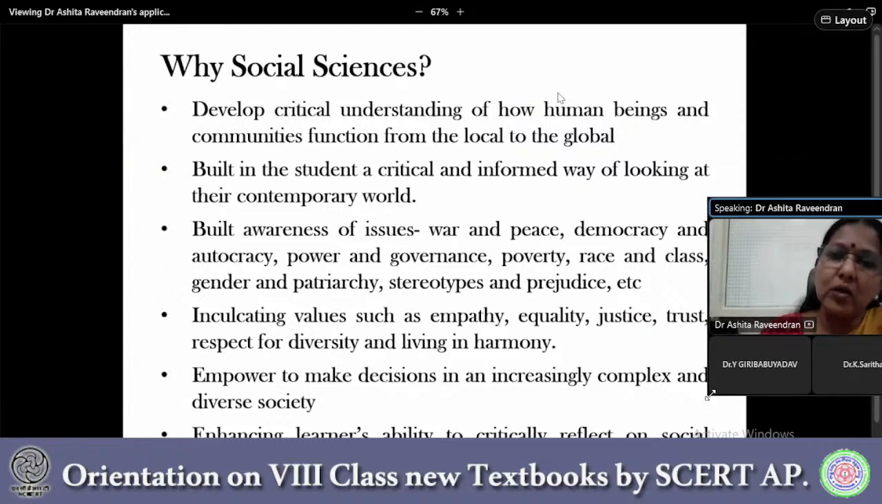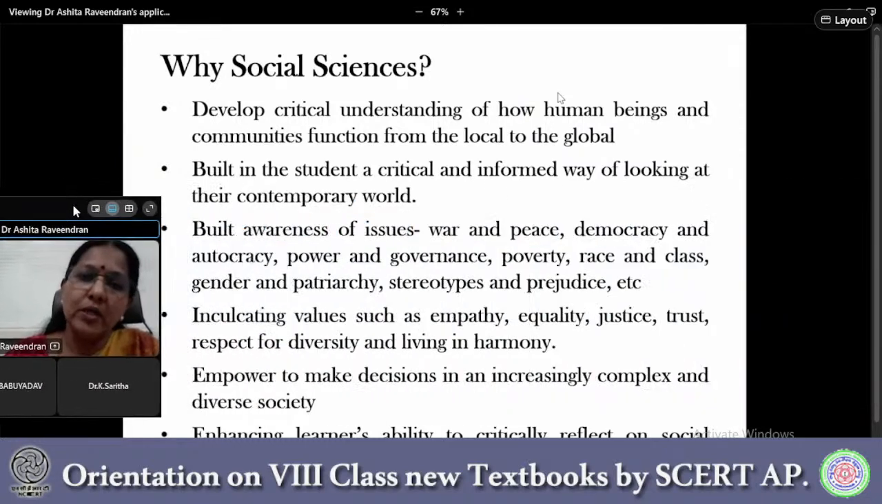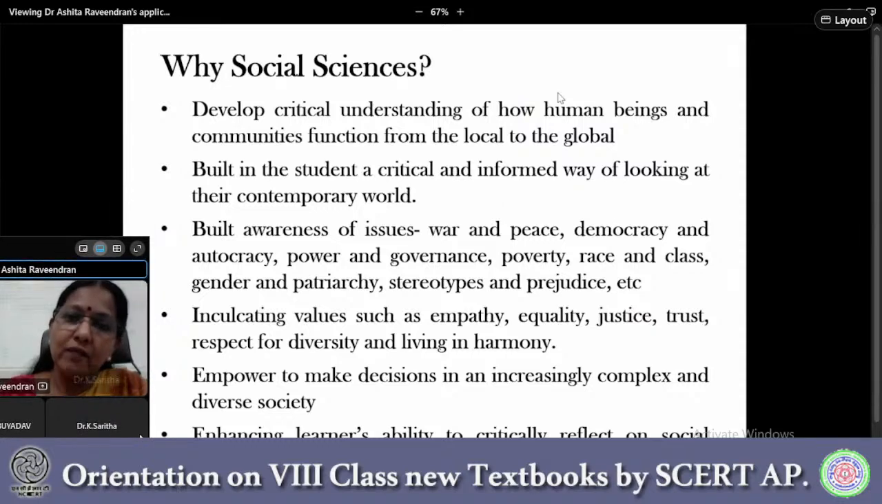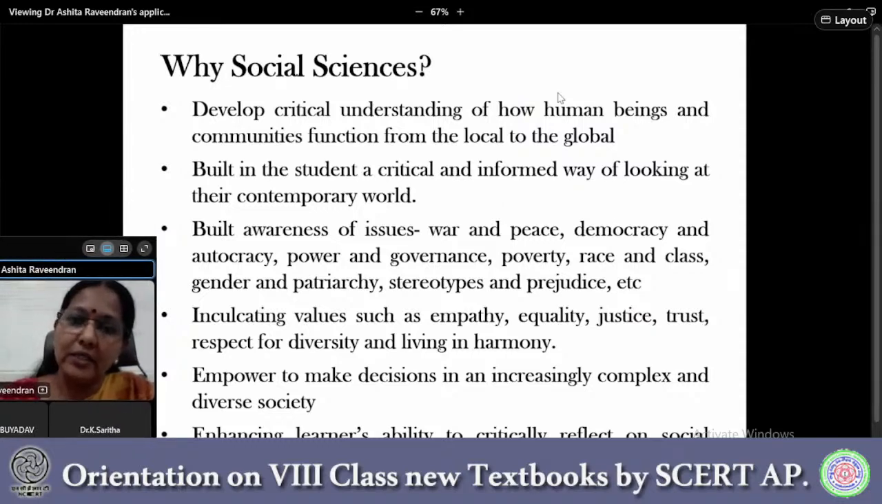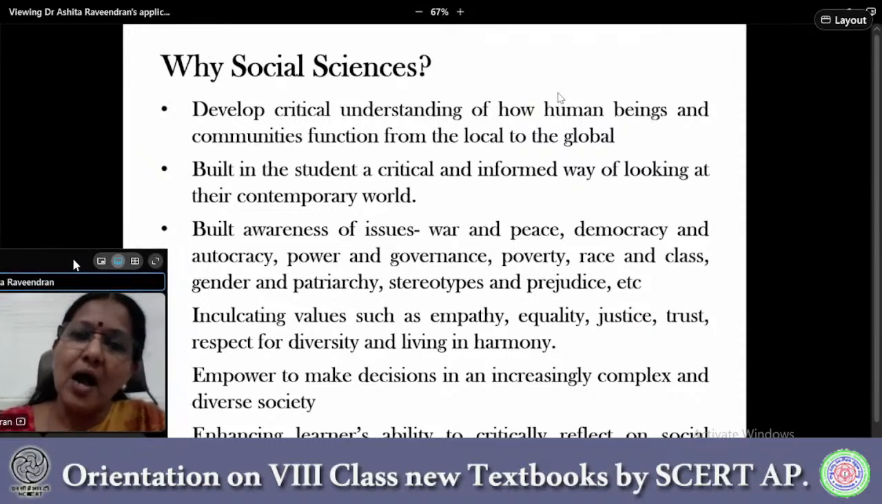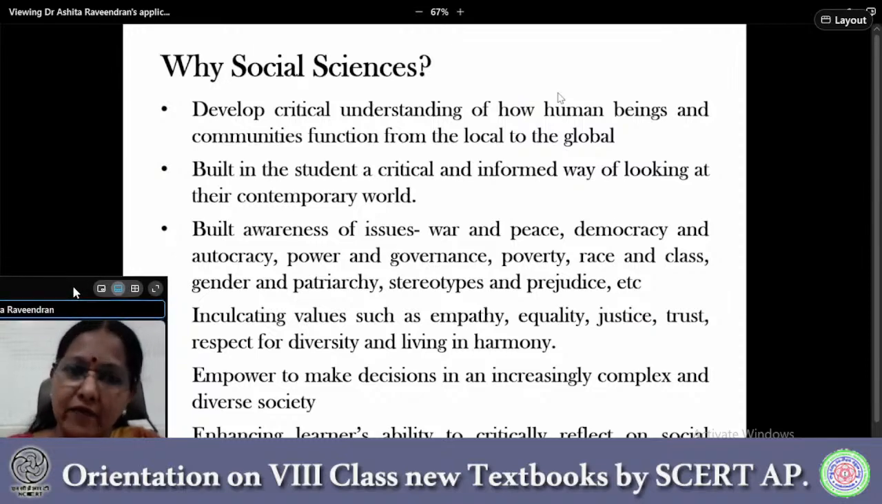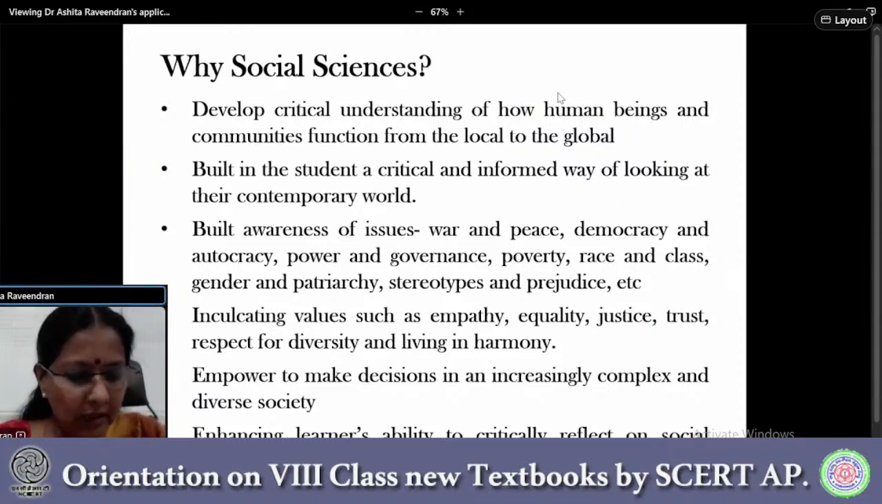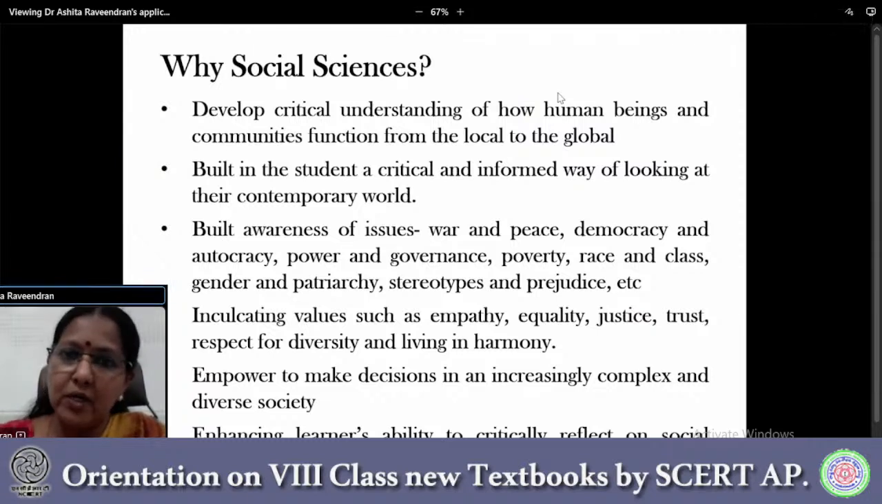Unless the child learns about the social sciences, they won't be aware of how human beings or communities behave. This is very important in their life. Even if they go into science, engineering, medical, or any field, they need to understand how people lead their life. So this understanding is important, and the critical information about that is also important. Another thing is that we need to make our children informed about the contemporary world. The child needs to be aware about the society.